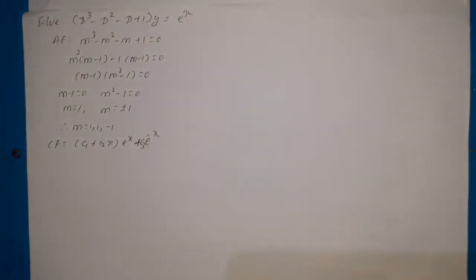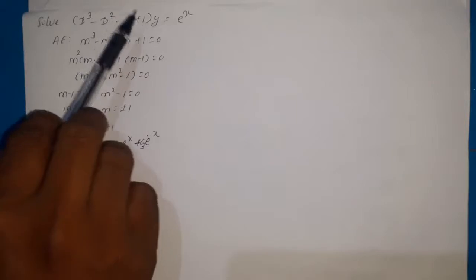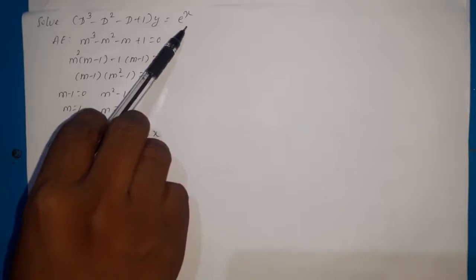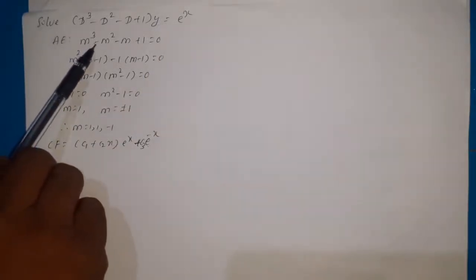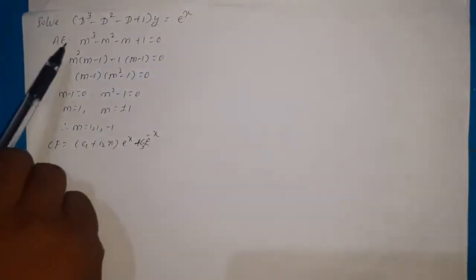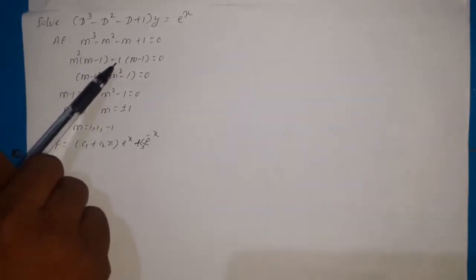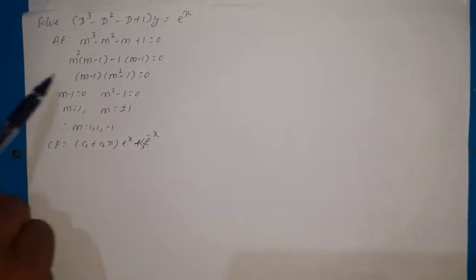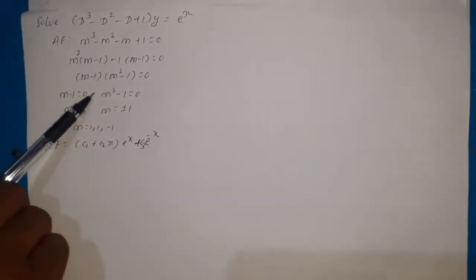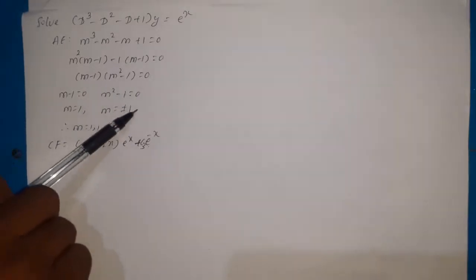The next example is (D cube minus D square minus D plus 1) y is equal to e power x. Here the auxiliary equation is m cube minus m square minus m plus 1 equal to 0. In the first two terms m square is common, then remaining m minus 1, then minus 1 is common, m minus 1. So the factors are m minus 1 and m square minus 1. Then m minus 1 equal to 0, m square minus 1 equal to 0, so m equal to 1, m equal to plus or minus 1.